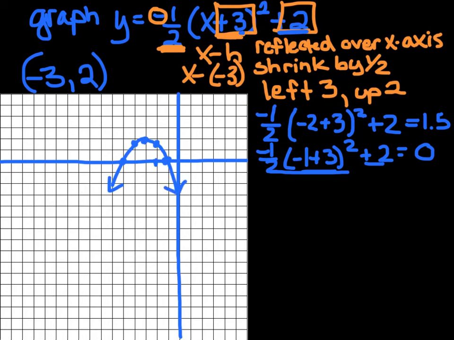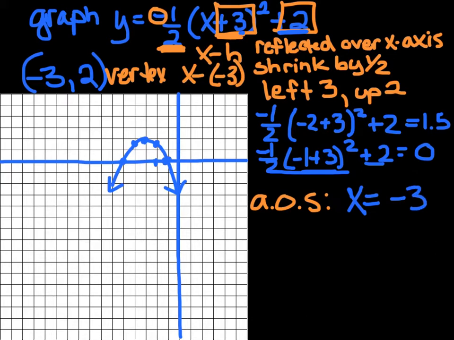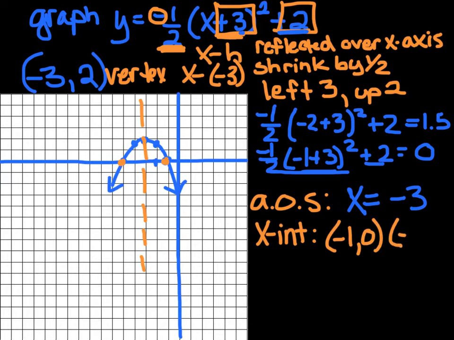And if I were asked to label all this stuff, this would be our vertex. If I asked for the axis of symmetry, make sure you tell me it is x equals negative 3, because it's a vertical line, so we need that axis of symmetry written in the form of a line. If I wanted the x-intercepts, this one has nice clear x-intercepts, so we could write those 2 ordered pairs down, negative 1, 0, and negative 5, 0.